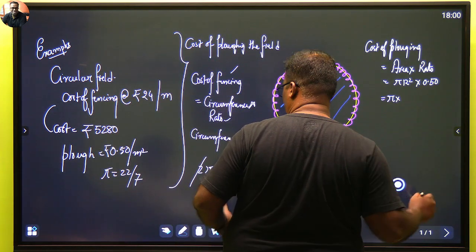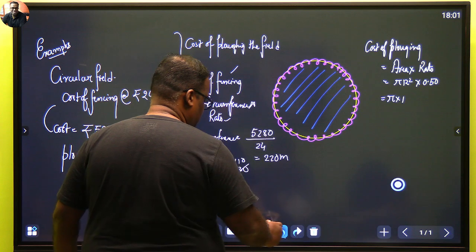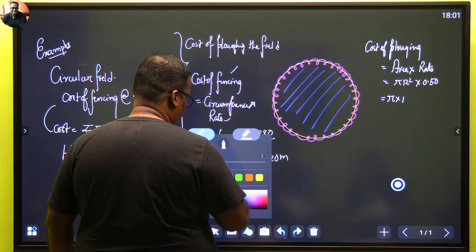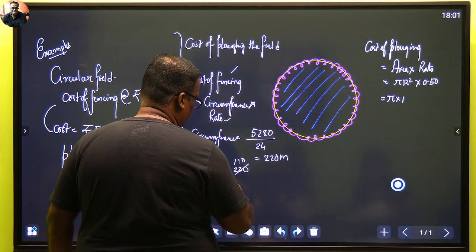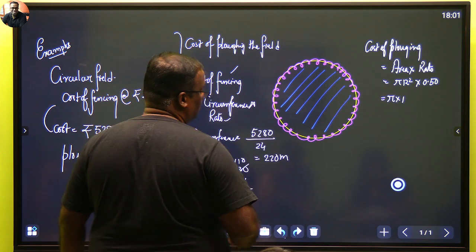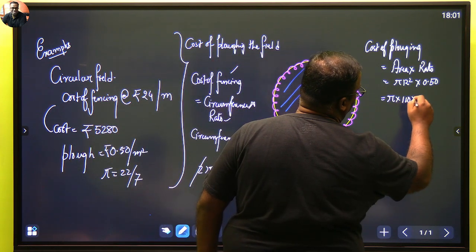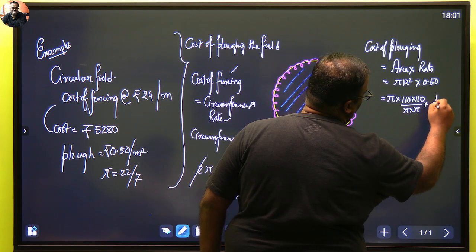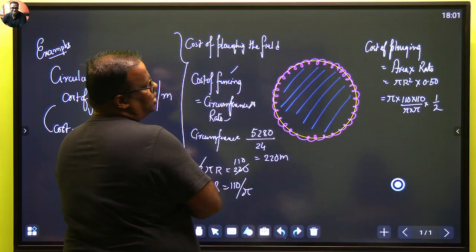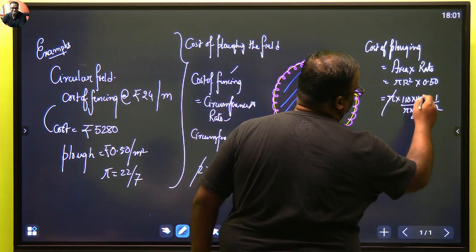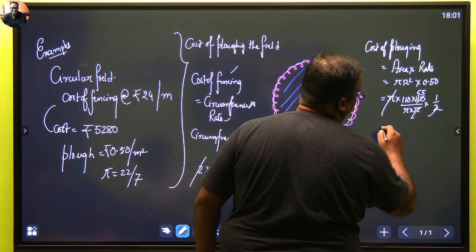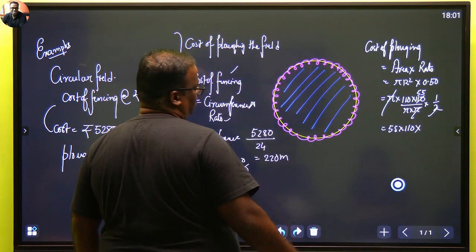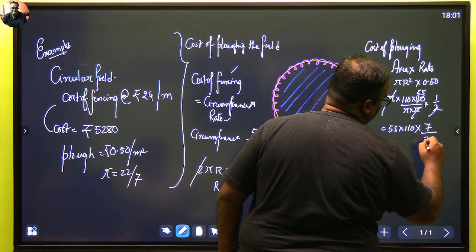And punch this radius out here. Pi into r square, where r is equal to 110 over pi. So we have pi into 110 into 110 over pi into 0.5, which is equal to half. It's easy to handle fractions. Pi cancels pi, and this will go as 55. So 55 into 110 divided by pi, 7 by 22.